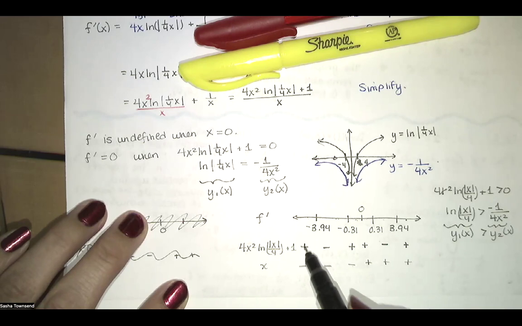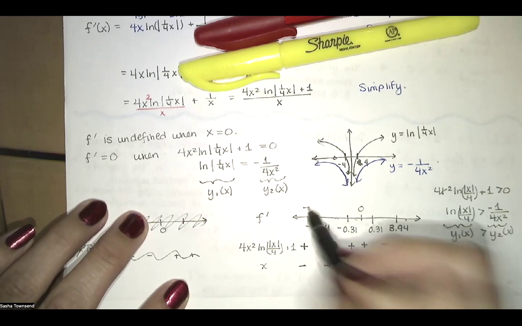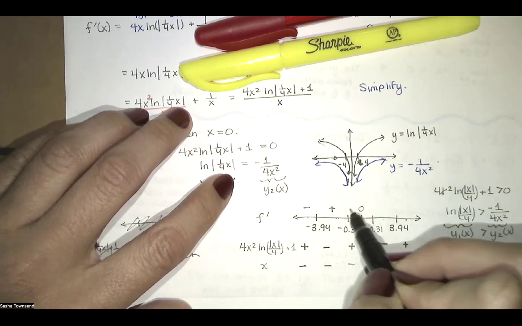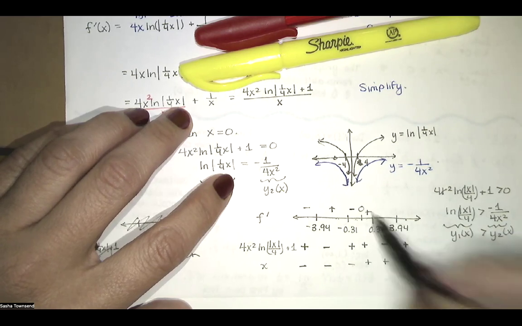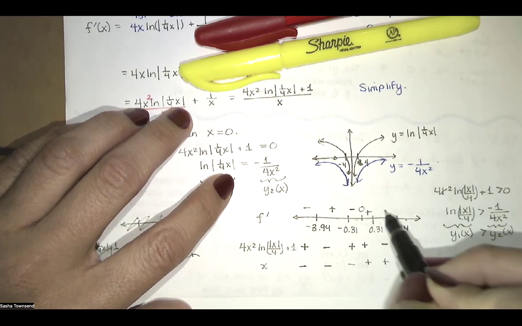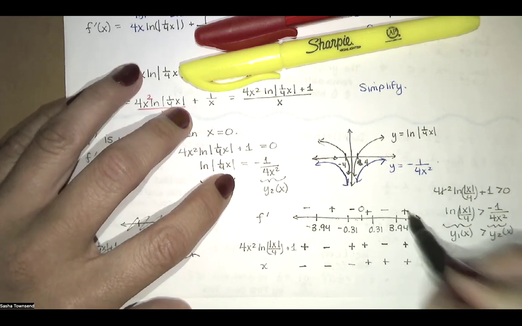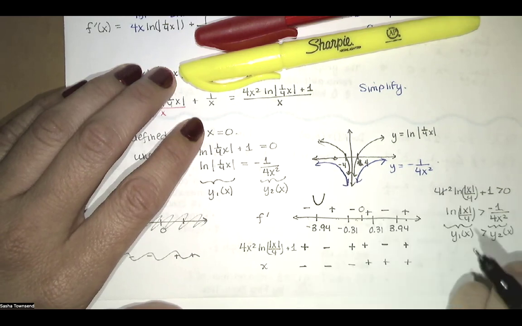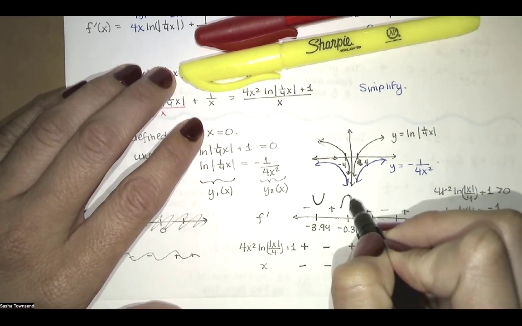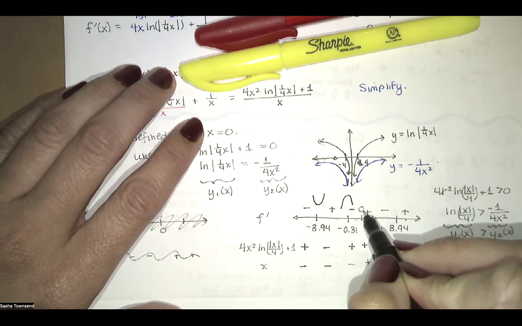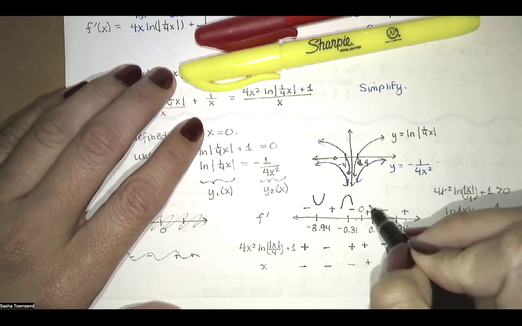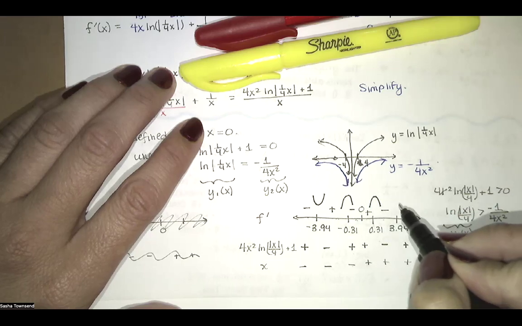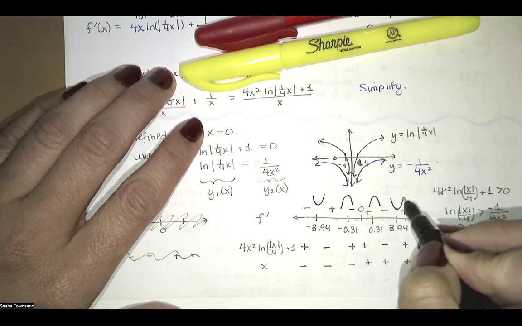So f prime is a positive divided by a negative on this interval, so that's going to be a negative. We have a negative divided by a negative, which is positive, then a positive divided by a negative, which is negative, a positive divided by a positive, which is positive, a negative divided by a positive, which is negative, and then a positive divided by a positive, which is positive. So our function goes from decreasing to having a 0 slope to increasing, and then it goes from increasing to having a 0 slope to decreasing. And x equals 0 is not in the domain, so we skip that one. And then it goes from increasing to having a 0 slope to decreasing. And then it goes from decreasing to having a 0 slope to increasing.